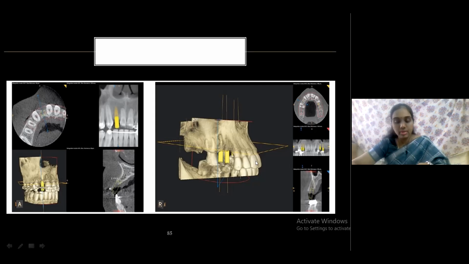So virtual implant placement is a very useful tool for the dentist and the radiologist to check whether the measurements are correct. And of course, it is very useful for patient education also. You can even show the patient that this is the implant you're going to place here, this is the size, and this is how it will look.